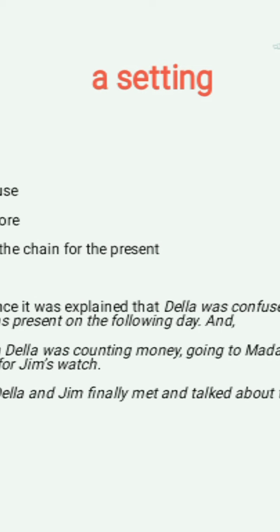Two, time setting. In the Christmas Eve scene, it was explained that Della was confused about what she was going to buy Jim for Christmas presents on the following day. In the afternoon, Della was counting money and going to Madame Sofronie. In the evening, Della and Jim finally met and talked about their presents.